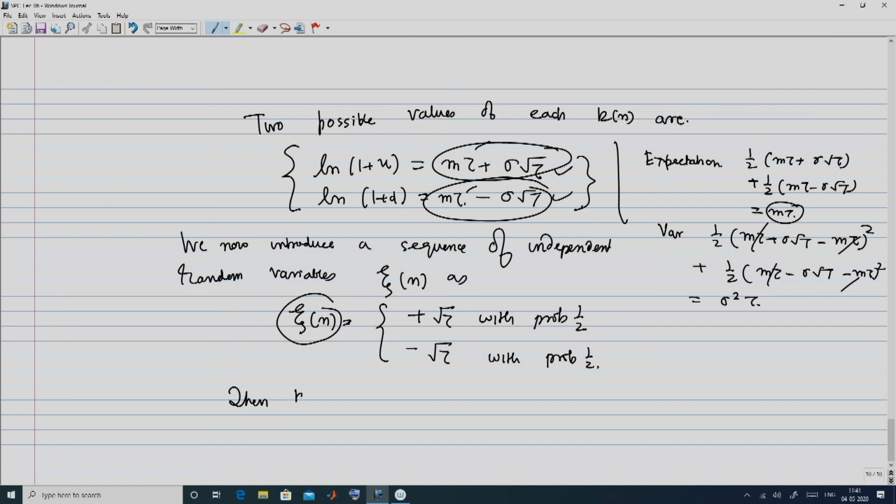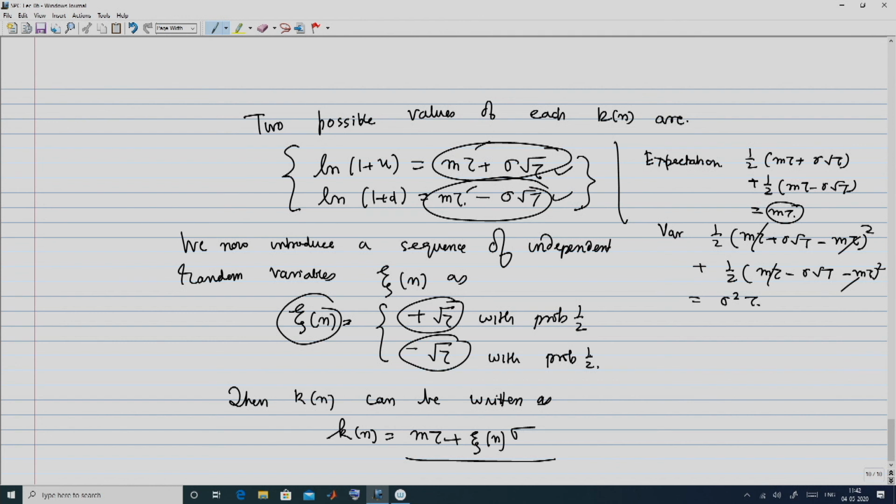Now, once I have this definition of xi n, I can actually combine these two possible values, and so then k n can be written as k n is equal to m tau, and then I have the sigma term. The only place where these are distinguished is plus square root of tau and minus square root of tau. So, I can write this as m tau plus xi of n into sigma. So, you can easily see that k n takes the value of m tau plus square root of tau sigma with probability half, and m tau minus square root of tau sigma with probability half.